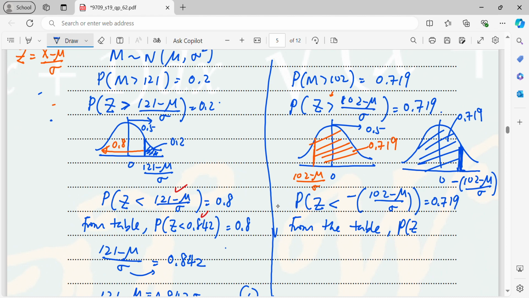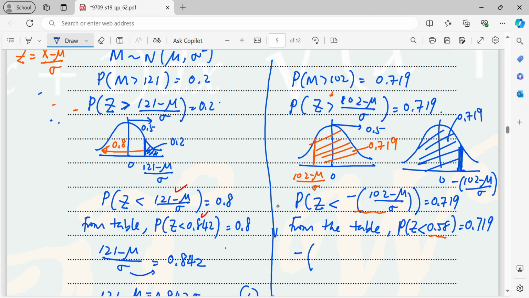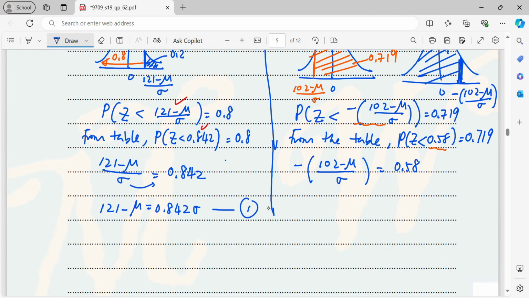So that is P(Z < 0.58) equals 0.719. Then now I equate them. Okay, this equals 0.58. And that is my second equation. So negative of (102 - mu) over sigma equals 0.58. And now I will move the minus together with the sigma to the other side. So I will get 102 - mu equals negative 0.58 sigma. This will be my second equation.